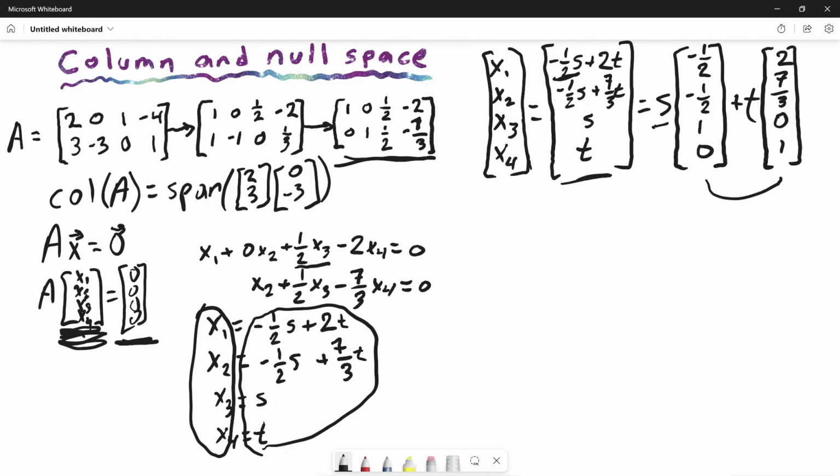Well, these two vectors are our null space. So our null space of A is the span of those two vectors.